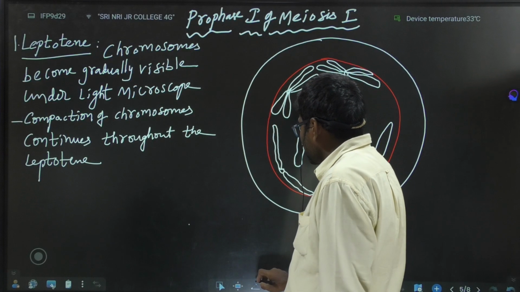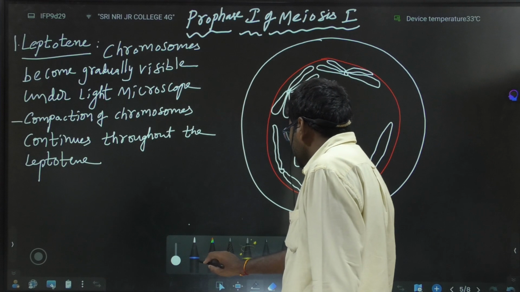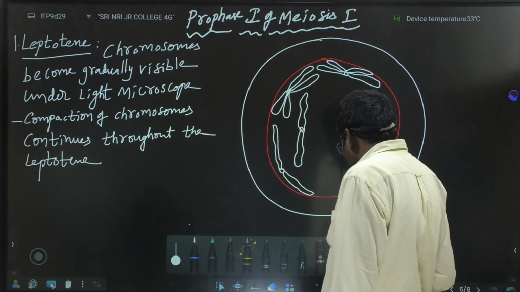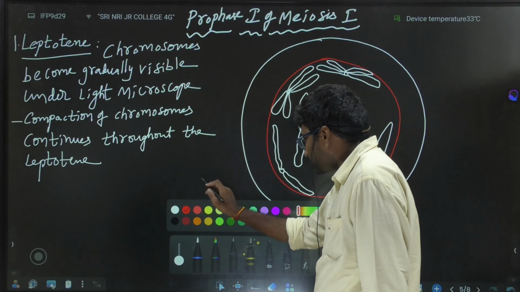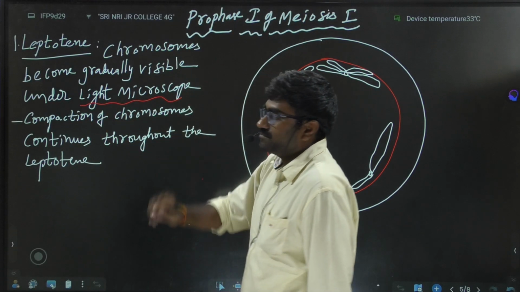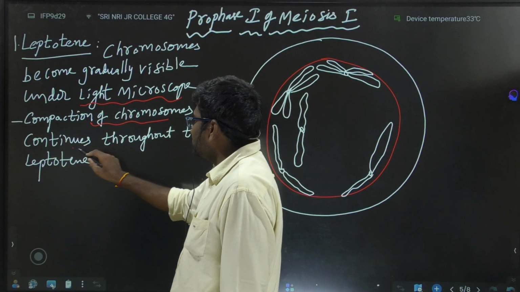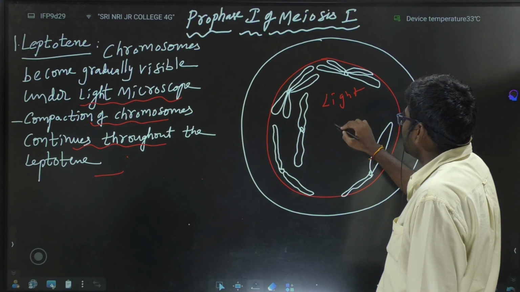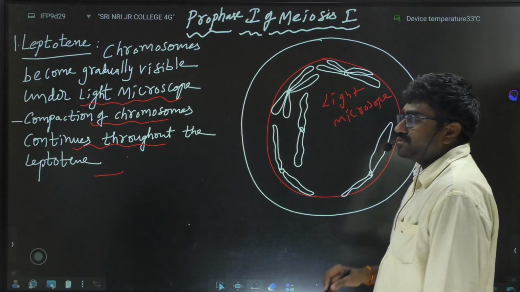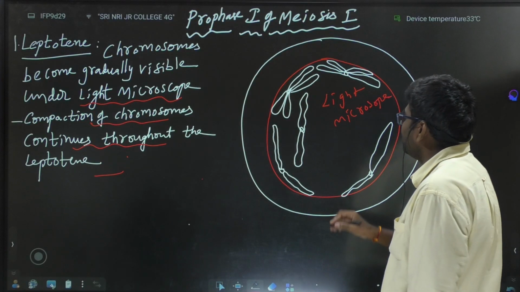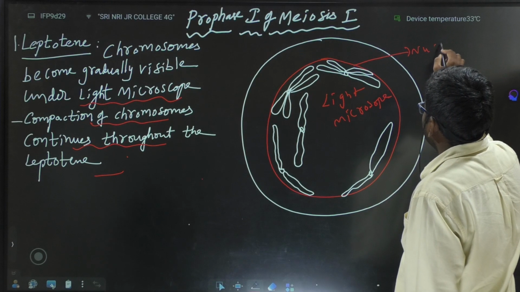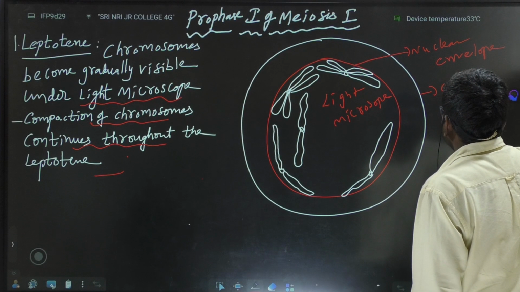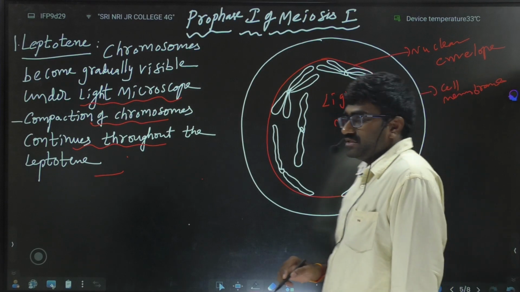Here, chromosomes become gradually visible under a light microscope. And compaction of chromosomes continues throughout the leptotene. So this is the nuclear envelope, and this one is the cell membrane, right?